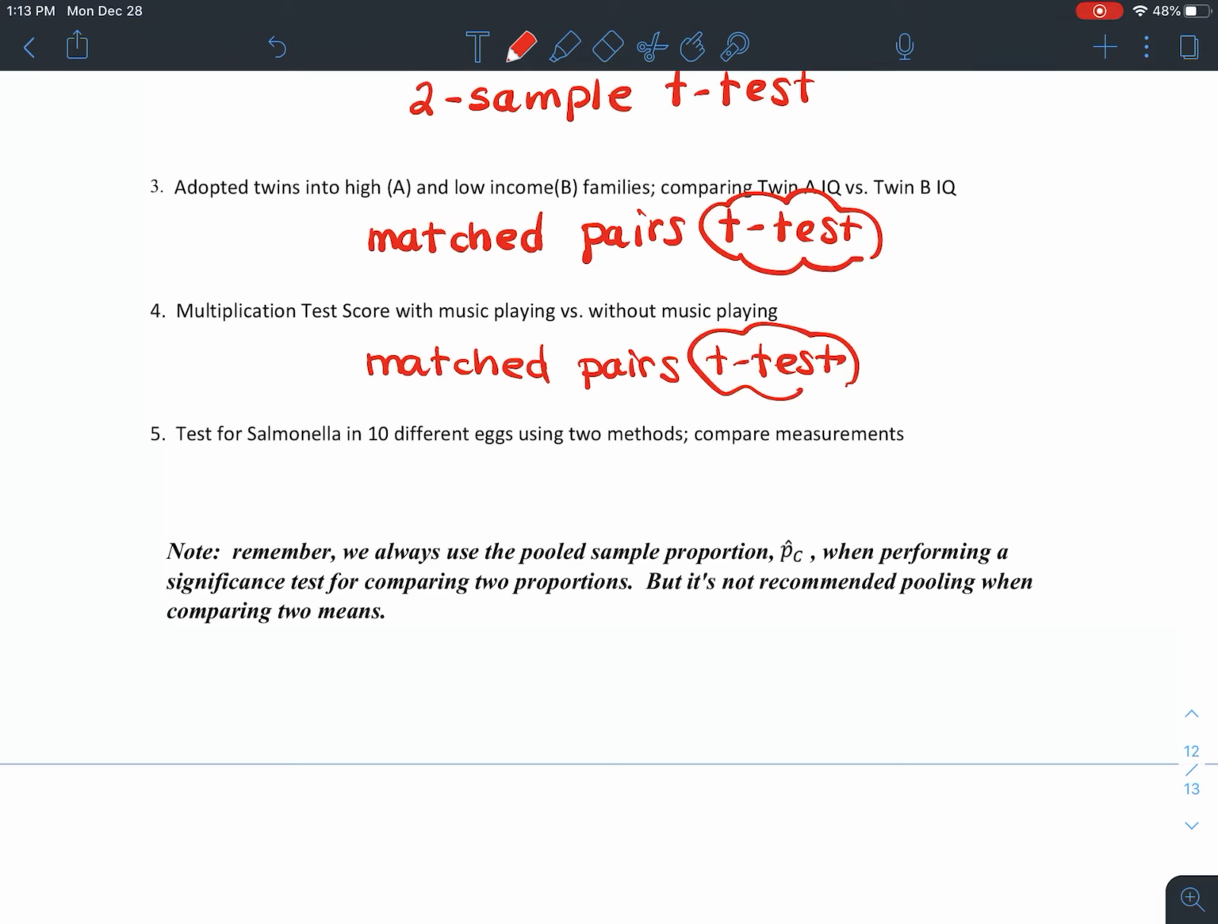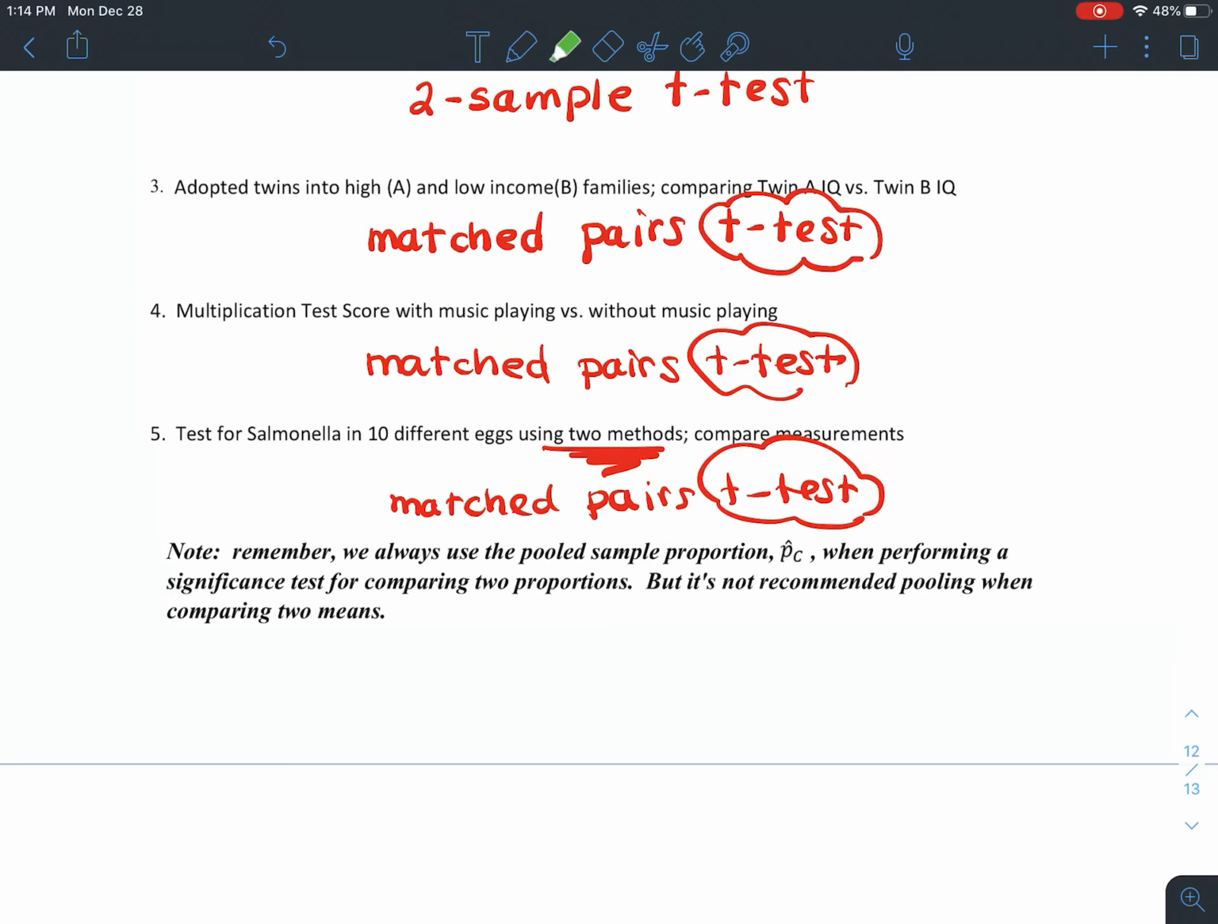Okay, matched pairs t-test. Okay, and the last example on this page is you're going to test for salmonella in 10 different eggs, but in each egg, you're going to test each egg using 2 different methods. Okay, there's 2 different methods for testing for salmonella, and you're going to compare those measurements. So it feels like each egg is going to undergo these 2 different testing methods. This also feels like it is a matched pairs t-test.